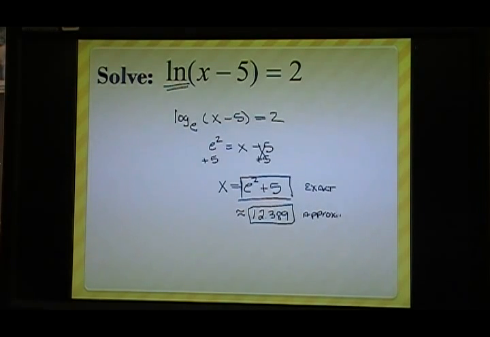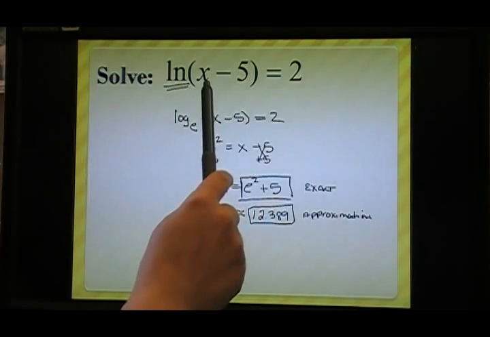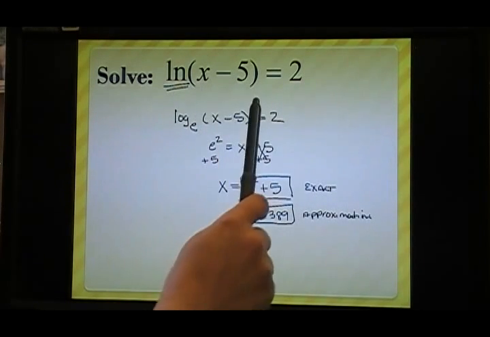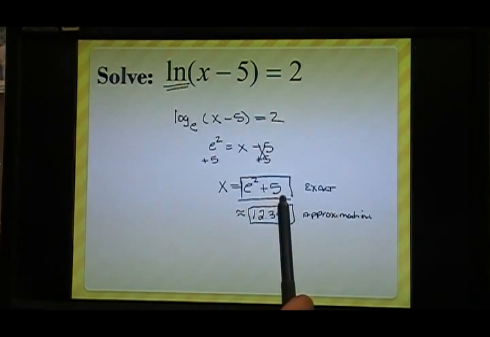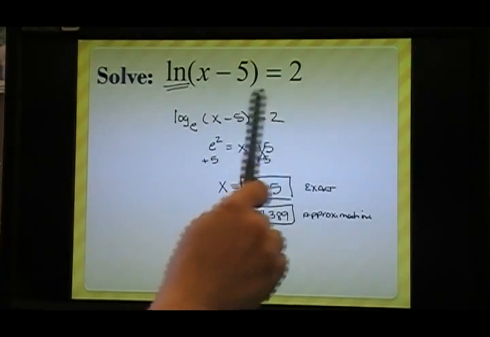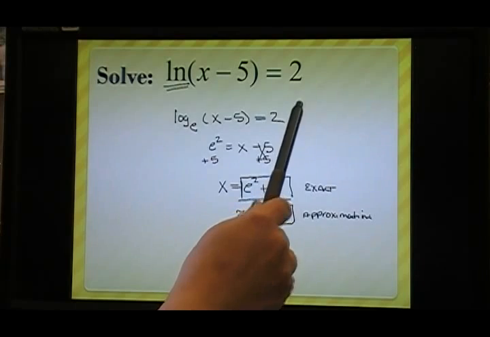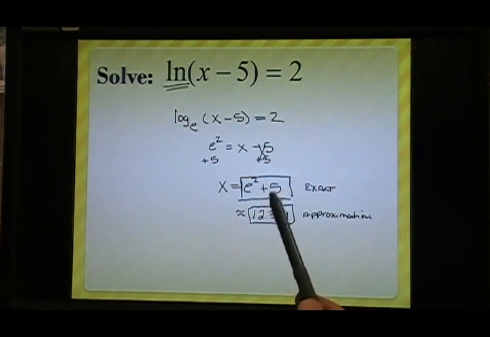This is the approximation. Okay? If you're trying to check your answer, if you substitute the approximation in, it's not going to check out. You would have to substitute the e squared plus 5 in for x to be able to verify that this really is a solution.